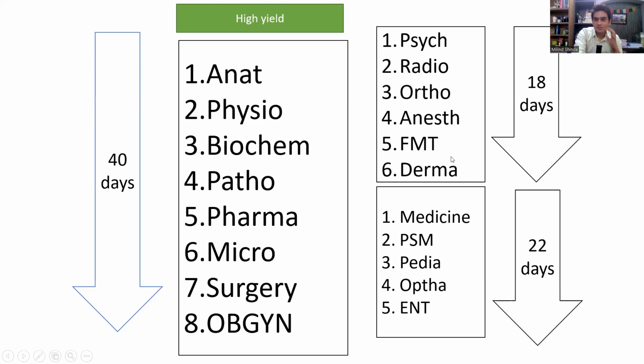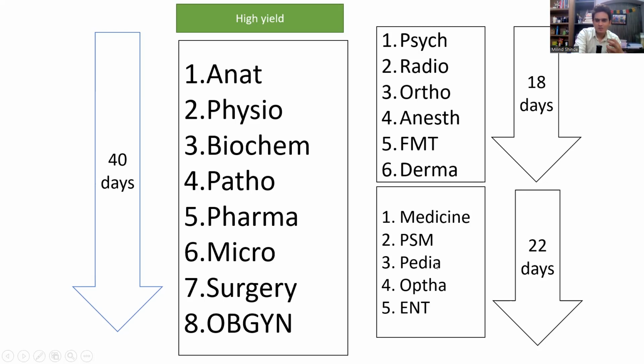Because this is revision, not a first read, revision tends to be faster. So we'll give 5 days and around 7 hours daily for each of these subjects. Then for the shorter subjects, we are going to give 3 days each and around 4 hours daily. Once we are done with these 40 days, we can finish our short subjects in 18 days and we will have 20 days left for these subjects.